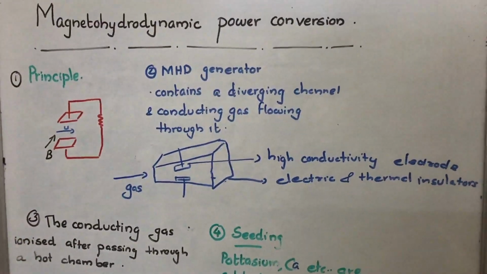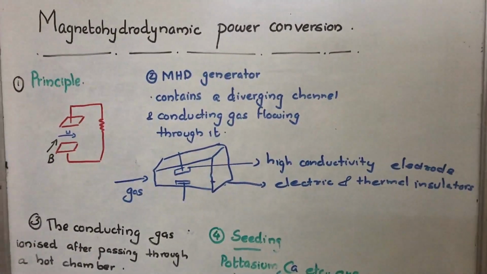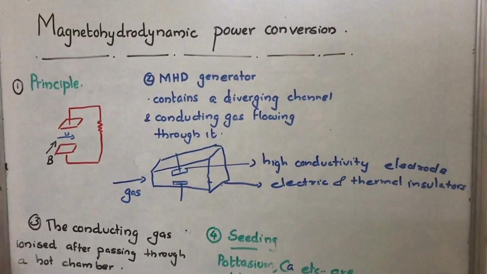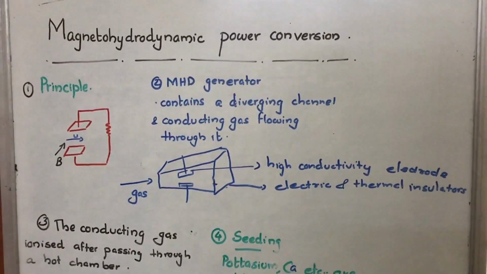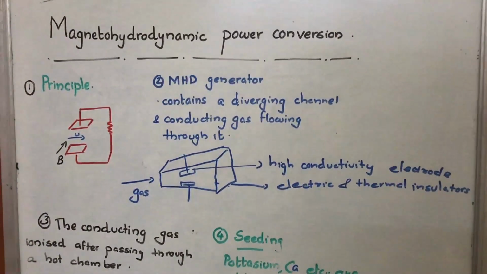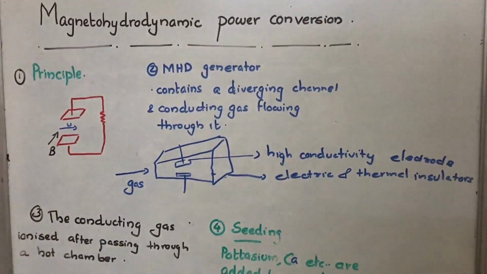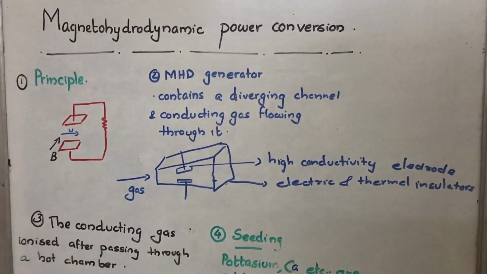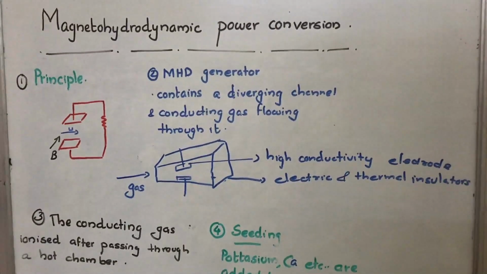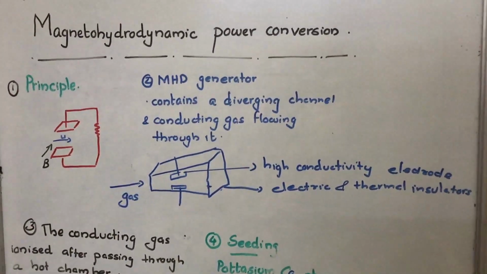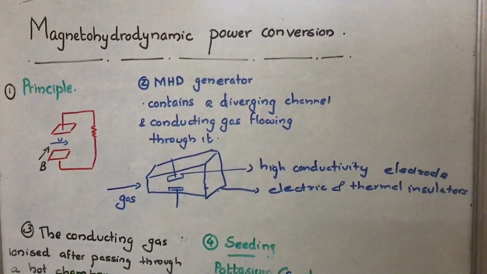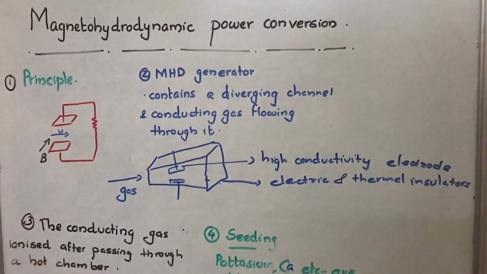And when it is passed, there will be a voltage creation. In effect, we are passing the ionized gas in between two electrodes and applying a magnetic field, and then we are getting a voltage across the electrodes. That means we are producing electricity. So that is the main principle.